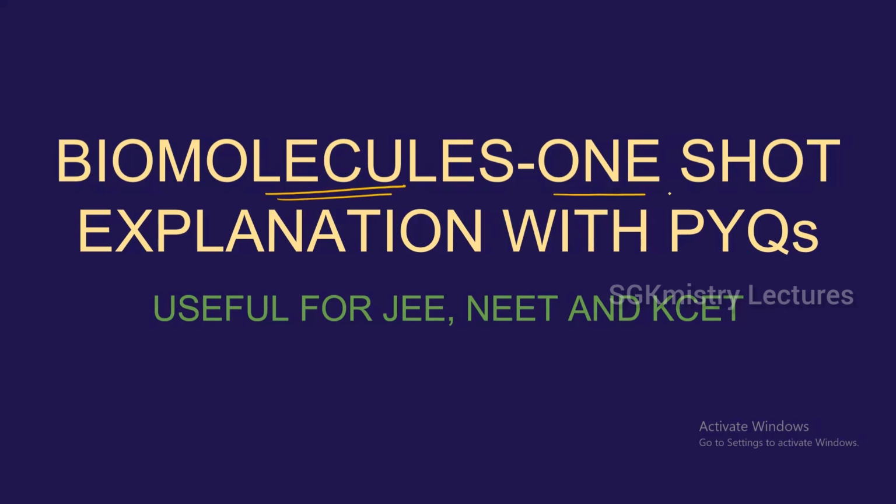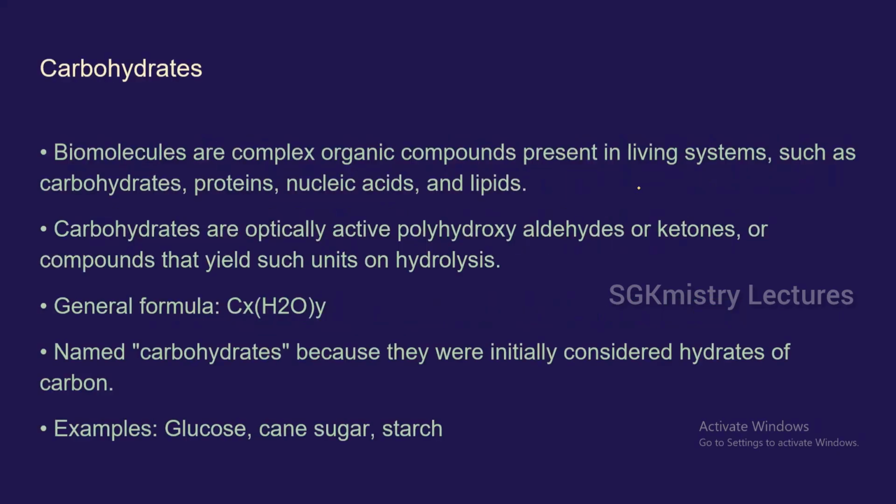In this video, I'll be explaining the entire chapter biomolecules, and also how to solve various questions on this chapter. So let us start with understanding what biomolecules are. These are the complex organic compounds which are present in the living organisms. Since they are present in living systems, the name bio is added, and molecules. Mainly in biomolecules, we have various classes: carbohydrates, proteins, nucleic acids, as well as lipids.